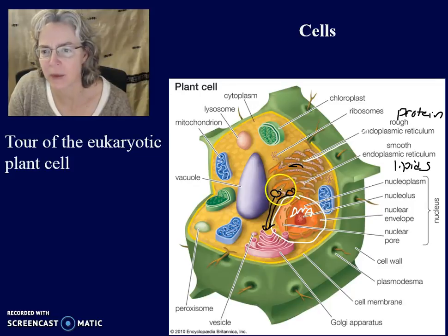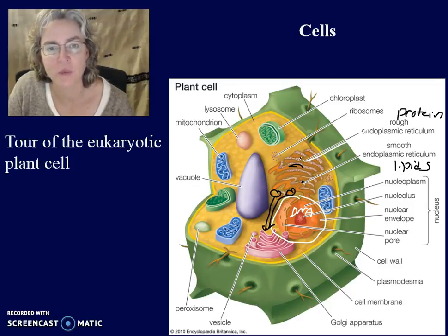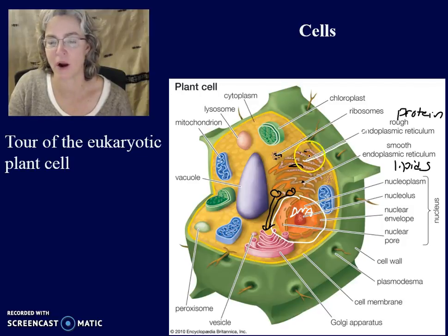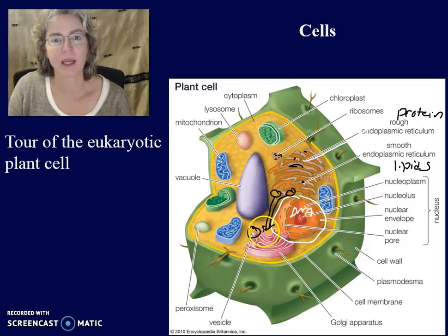Oops, let's see. I guess that was, okay, this is smooth. Rough is where there are the ribosomes. So here are the ribosomes. There are ribosomes that are loose in the cytoplasm, and then there are ribosomes that are attached to the rough ER. And then our protein can be packaged up and become a tool that's used inside the cell. And with a transportation vesicle it can be transported anywhere in the cell, and it can also be transported outside of the cell.